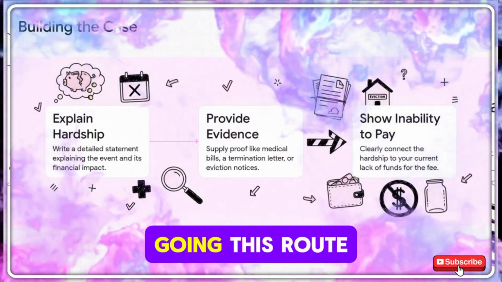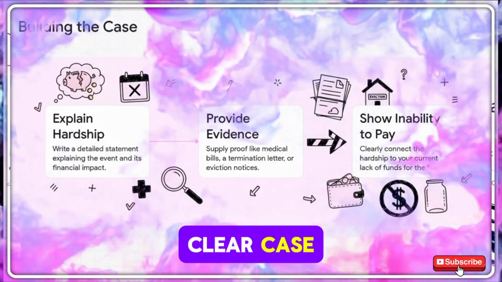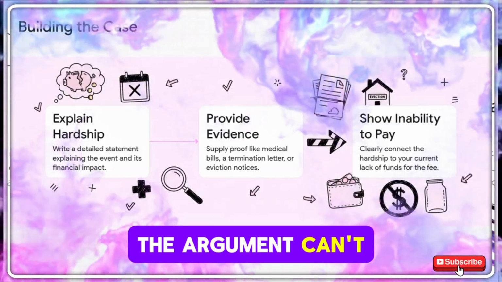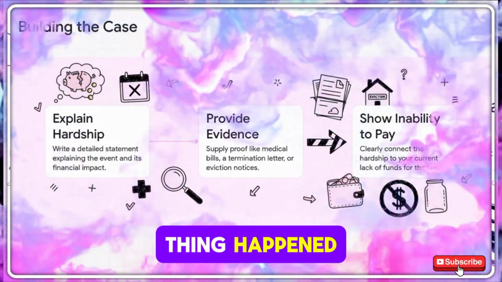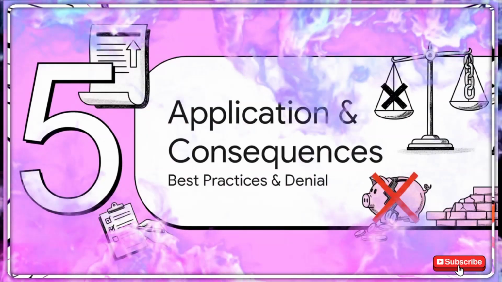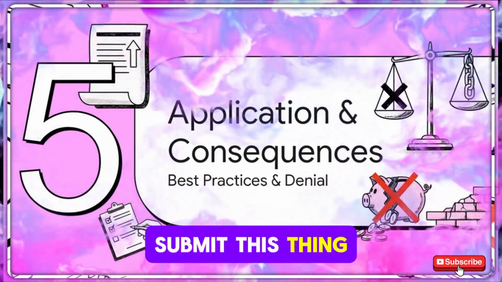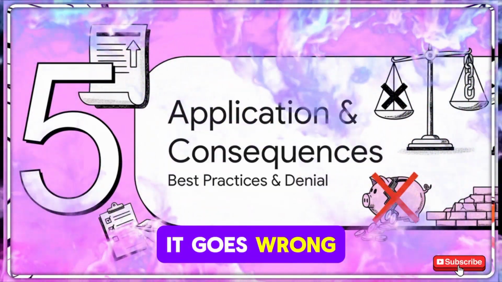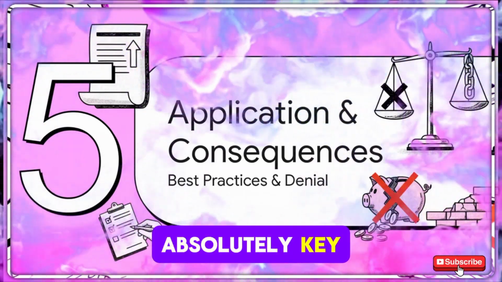Okay, if you're going this route, you have to be a storyteller. You need to build a really clear case backed up with documents that connects the dots. The argument can't just be, I had a hard time. It has to be, this specific thing happened, and because of that, I literally cannot pay this fee right now. All right, let's wrap this up by talking about how you actually submit this thing, and maybe more importantly, what happens if it goes wrong? Because understanding the stakes here is absolutely key.